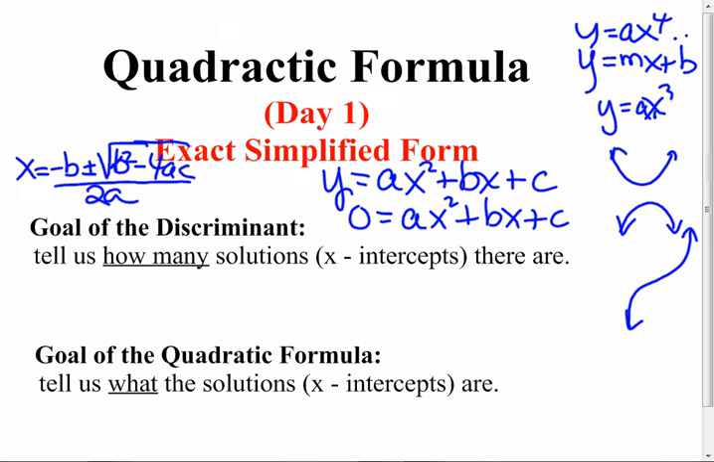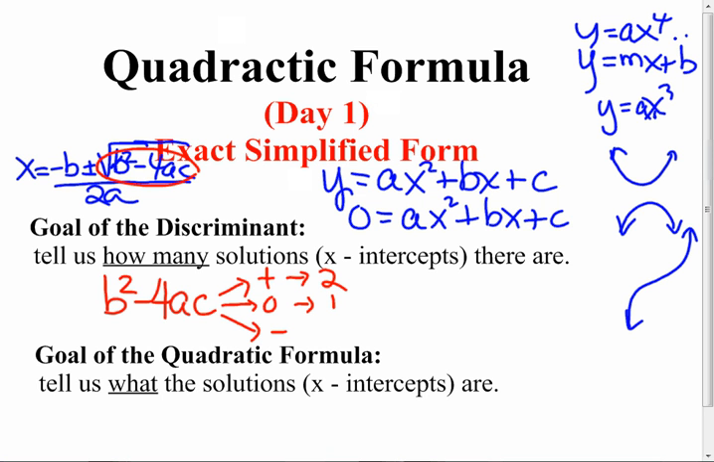This part right here, the discriminant, which is b squared minus 4ac, not with the square root, but just the b squared minus 4ac, tells you how many solutions. If this is a positive number, there are two places where it crosses the x-axis. If it's zero, there's only one. You'll see as you get into this. And if it's a negative number, I'm always happy when it's a negative because there aren't any solutions. So I'm done.